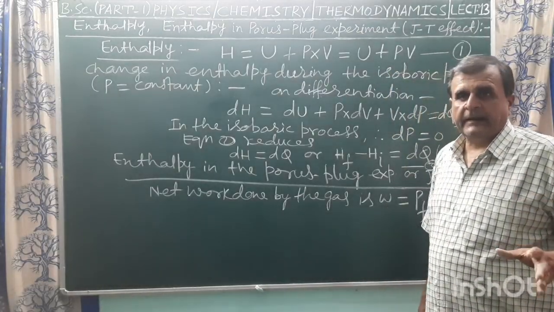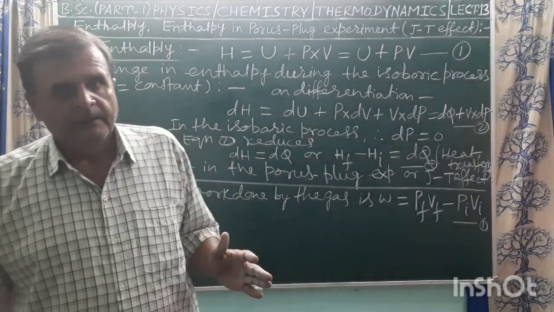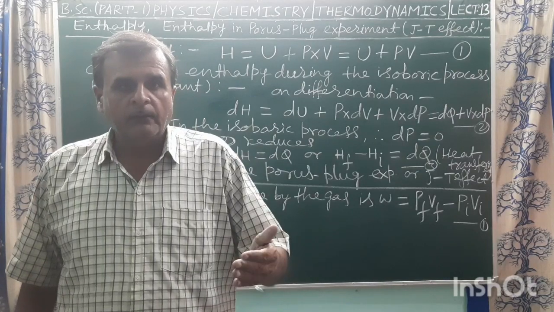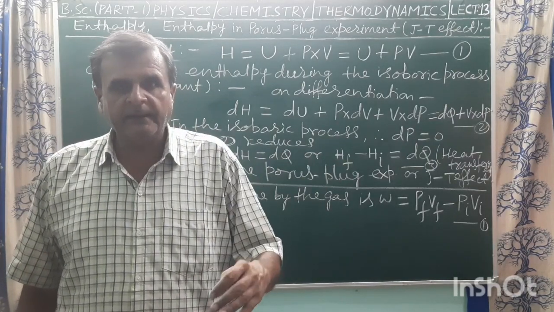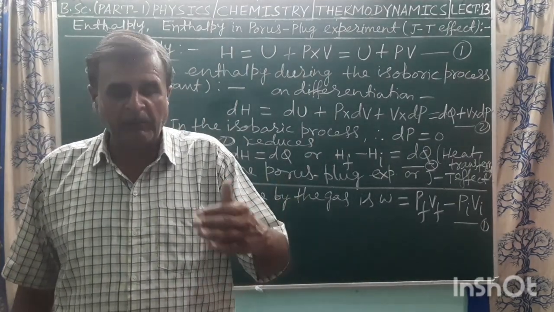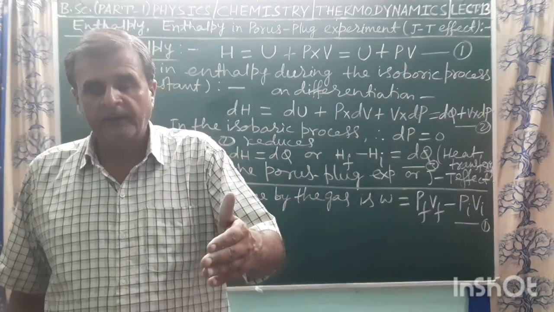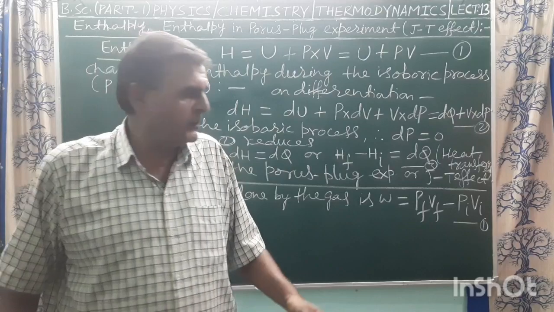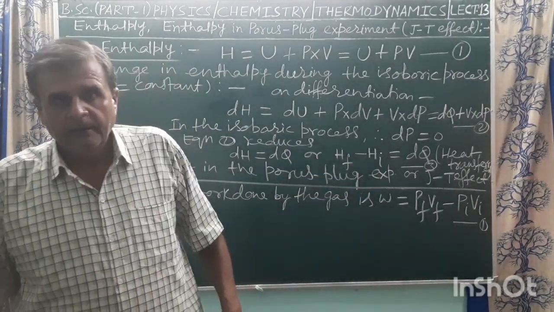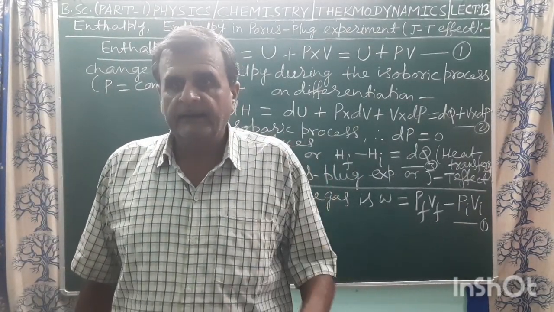As there is no exchange of heat between the system and surroundings in the porous plug experiment, dq is equal to 0. That is, there is no transfer of heat between system and surroundings. So dq, the amount of heat transferred, is equal to 0. Therefore, the work done, W is equal to Pf Vf minus Pi Vi, comes from the internal energy of the system, the internal energy of the gas.